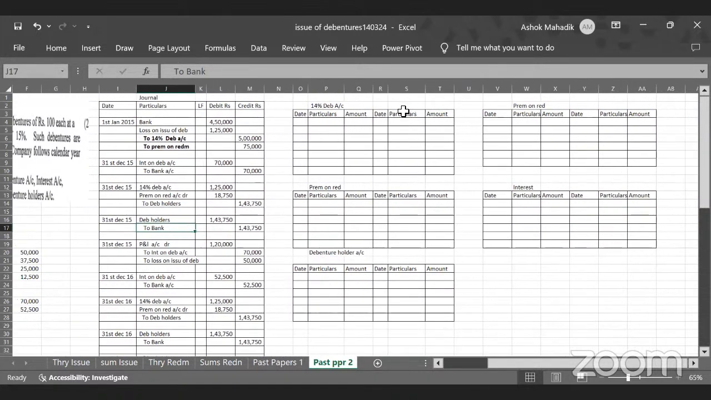There are different ways of recording the entries. Whatever you have studied in FYGC, SYGC, you can follow that. I'll try to show you a simpler method, so if it is feasible for you, you can follow that. Now I have made a debenture account as they have mentioned. Debenture account, then premium on redemption account, debenture holder account.